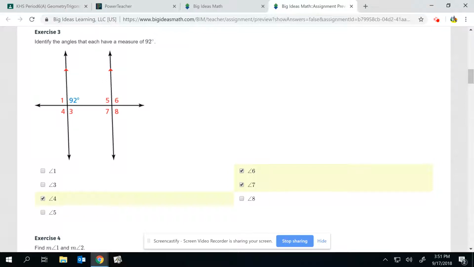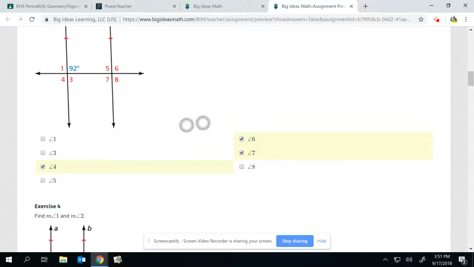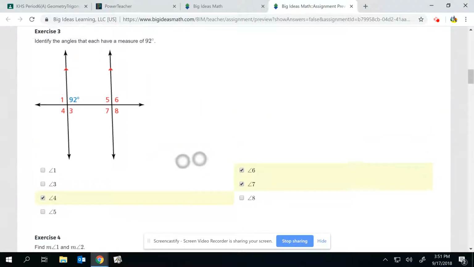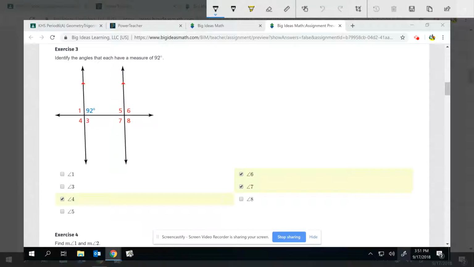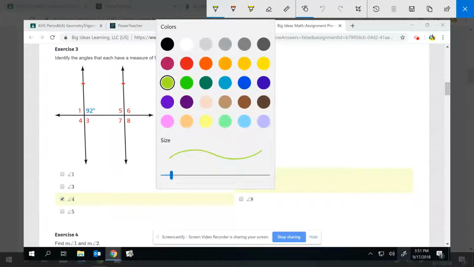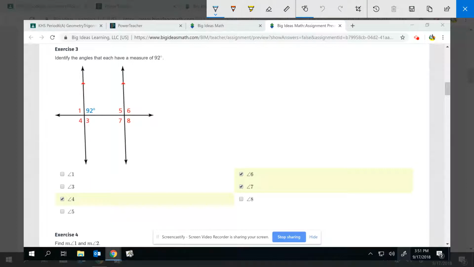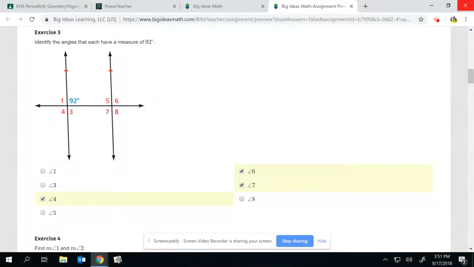So all the rest of the angles would be 88 because they either are going to equal or they're going to add up to 180. So the other ones would have 88 degrees. So if you had to, you could see that these would be 92s and these would all be 88s. Okay, I'll do the next one on the next video.